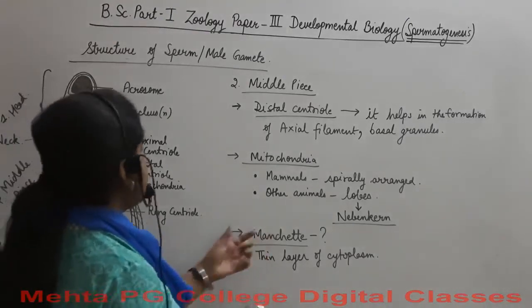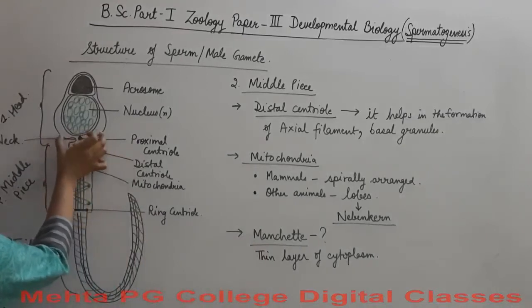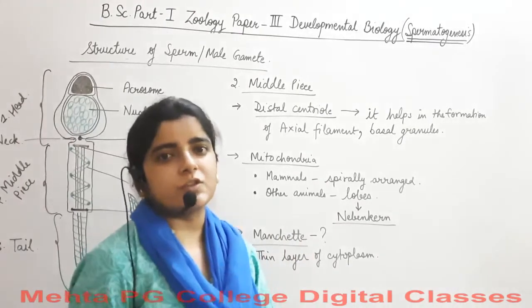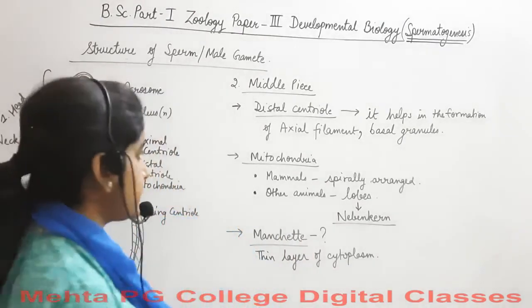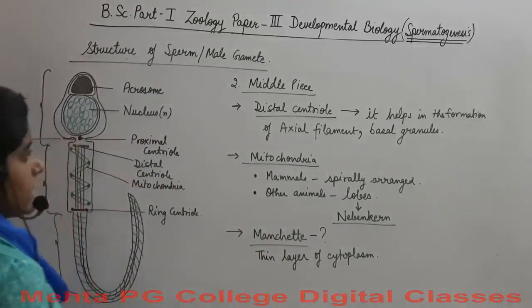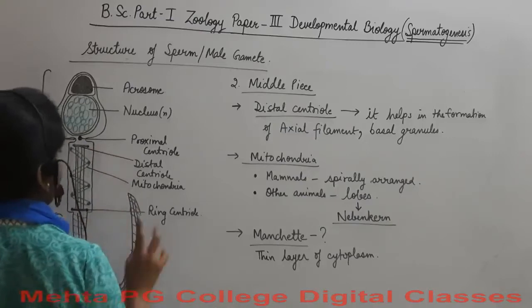Some part of the man-shaped region is present near the neck region and near the lower part of the head region, but mainly this man-shaped region is present in the middle piece portion. So are we clear? It contains axial filament, basal granules and distal centriole.